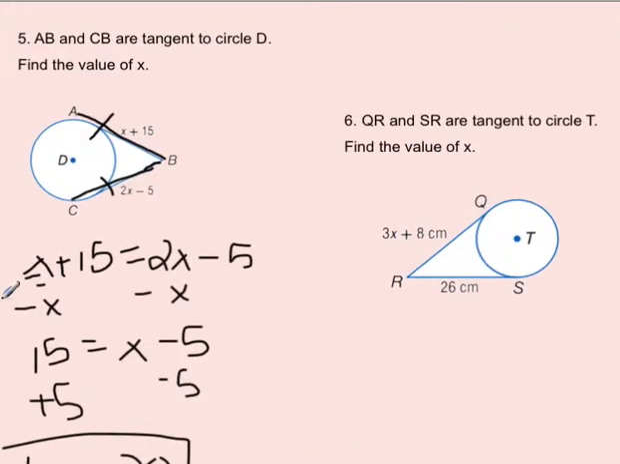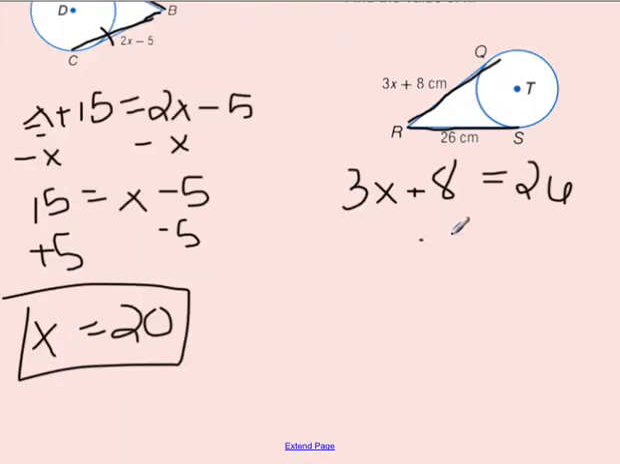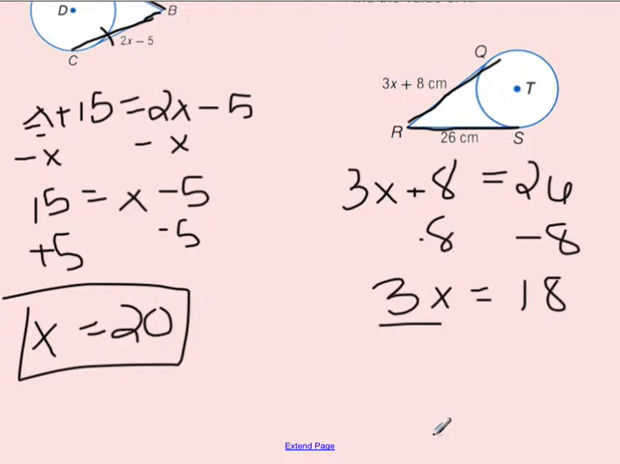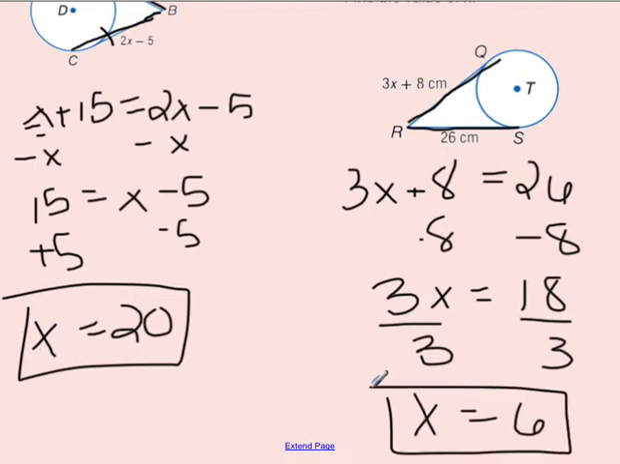Next, let's take a look at number 6. So for number 6, I noticed that QR and SR are tangent to circle T. They also meet at point R. So then again, 3x plus 8 has to be equal to 26 because those two line segments are congruent. So I'm going to go ahead and subtract 8 from both sides, and I get 3x is equal to 18. Divide both sides by 3, and I get that x is equal to 6. So that's my final answer for number 6, that x is equal to 6.